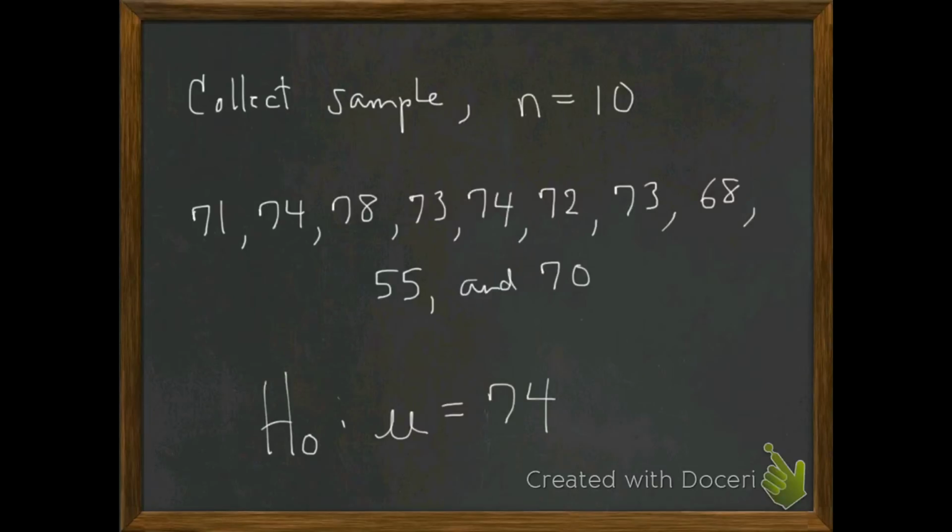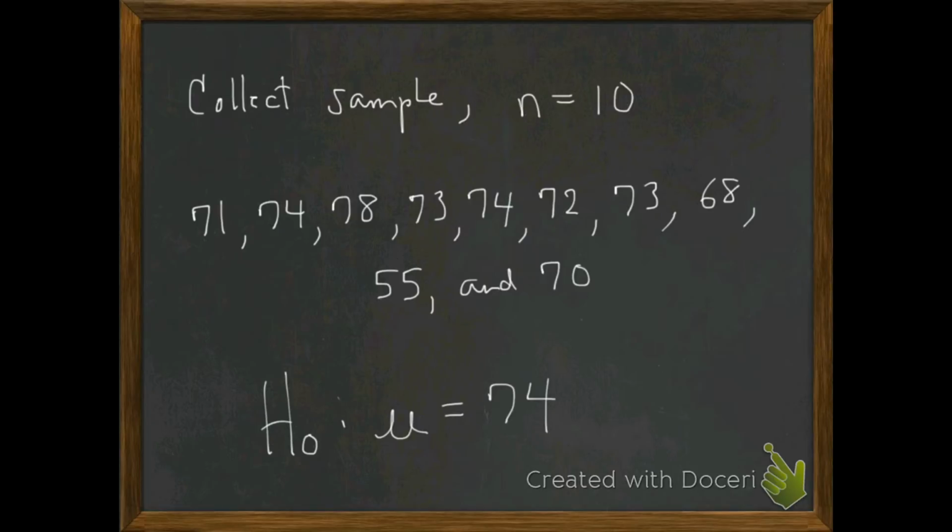Okay, so let's say, for example, that there's a national test, and the average on the test is 74. And we want to see how our students in our school district compare to the national average. Well, it would be reasonable to go out and collect a sample, and in this case I've collected a sample of 10 students. So we have the 10 scores that are given.